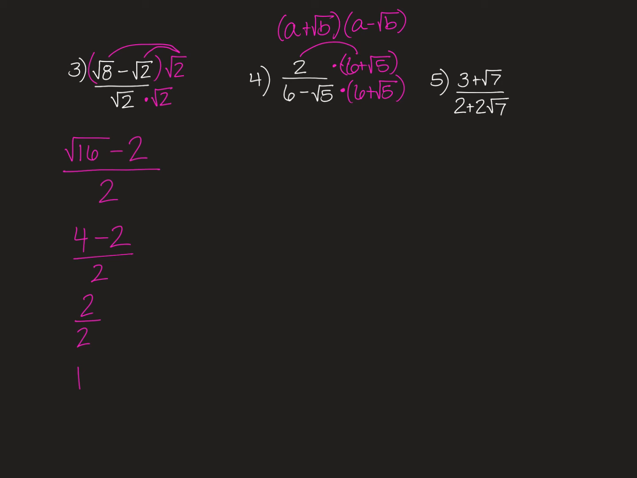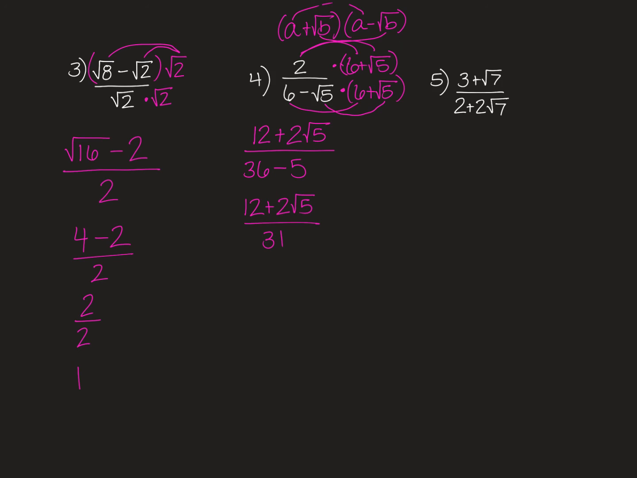So you're going to have to distribute that 2. So 6 times 2 is 12 plus 2 square root of 5 divided by, whenever you multiply by a conjugate, you only have to multiply your first terms and your last terms. So 6 times 6, 36, negative times a positive is a negative. Square root of 5 times the square root of 5 is 5. So simplify this just a little bit more. 12 plus 2 square root of 5 divided by 36 minus 5 is 31.